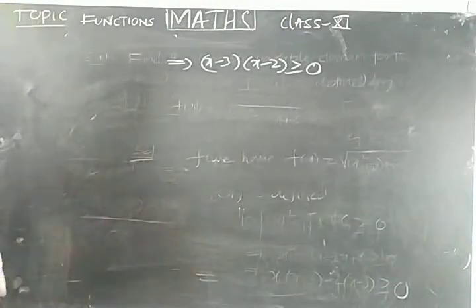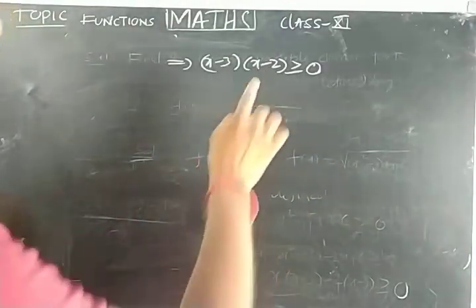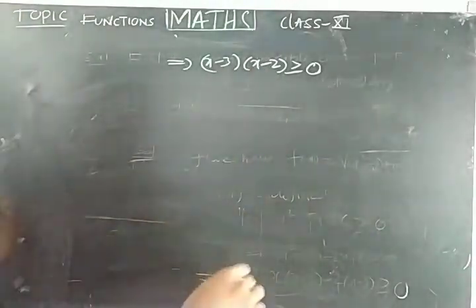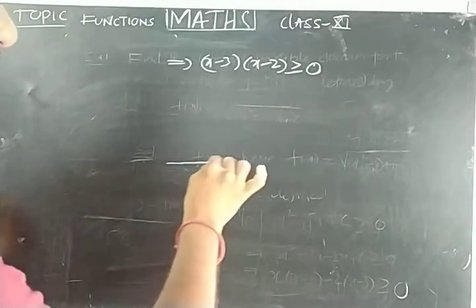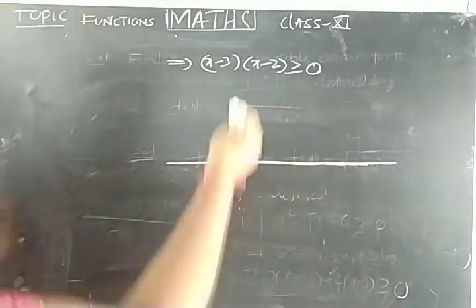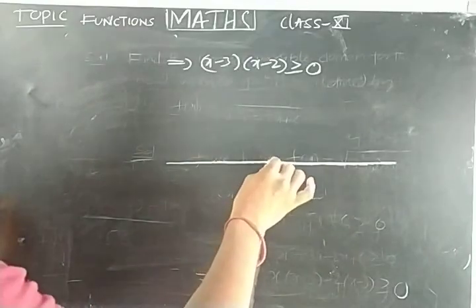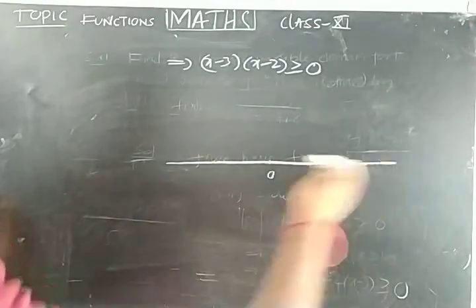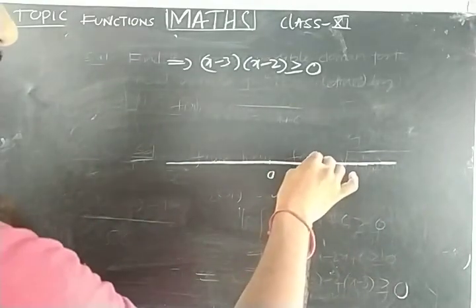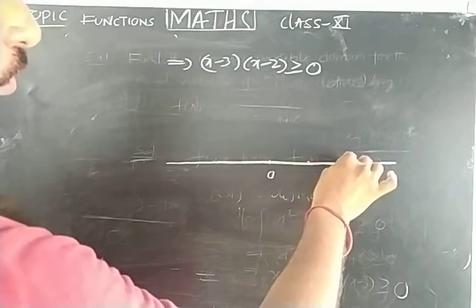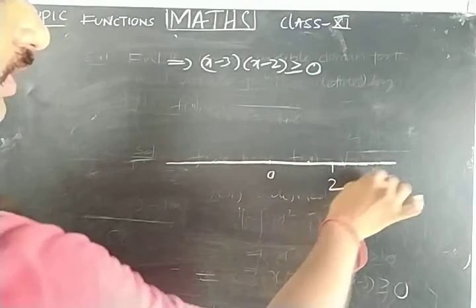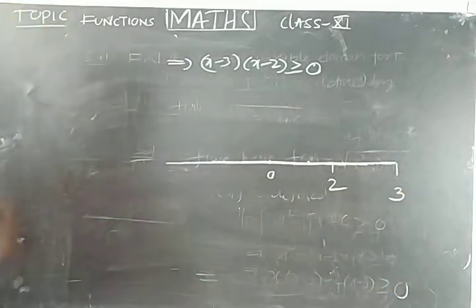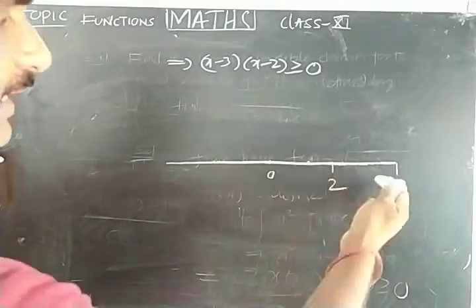After getting the factors, what are the roots? Roots are 2, 3. Factors x minus 3, x minus 2. After getting the roots, represent the roots on the number line. Suppose this is 0. I am taking the real line as a number line. Here I am taking 2. Here I am taking 3. Right? 2, 3.